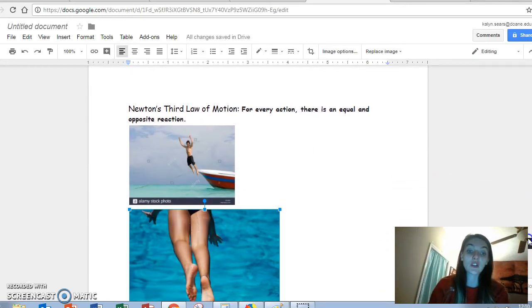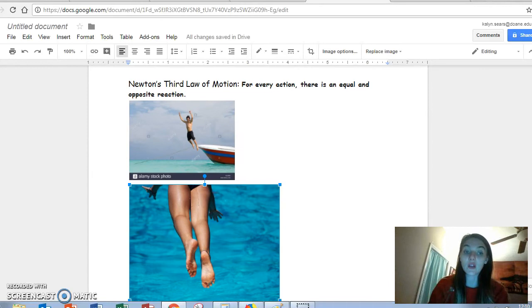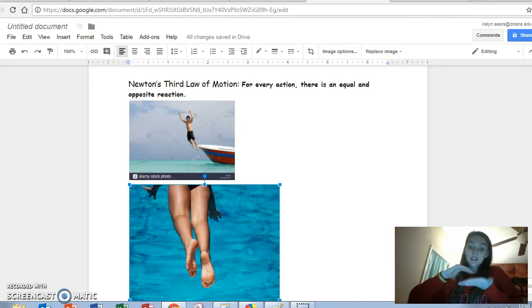For Newton's third law of motion, for every action there is an equal and opposite reaction. So the first one shows a picture of a man jumping off of a boat. Say this boat was smaller, I just couldn't find a photo that I liked, so I went with this one. When you jump off the boat, you're going to be going this way, whereas the boat is going to move backwards. So if this is the boat and this is the person, when the person jumps off the edge of the boat, then the boat is going to move backwards, whereas you're going to move forwards.